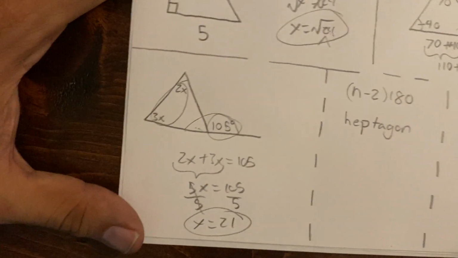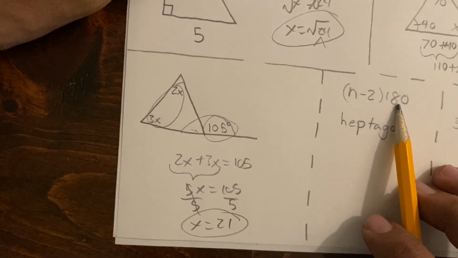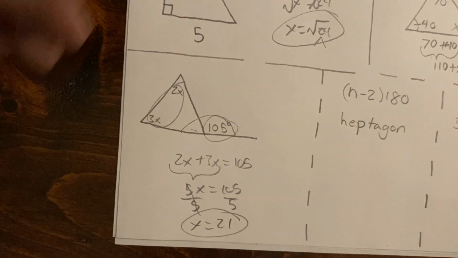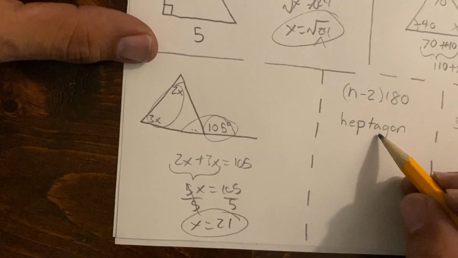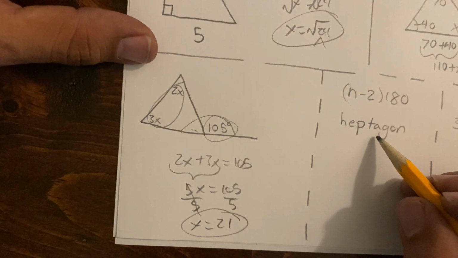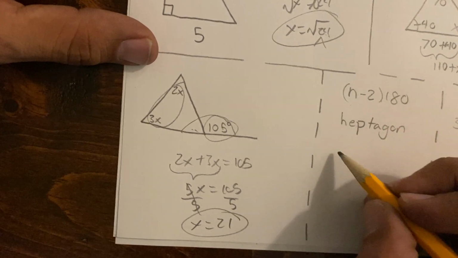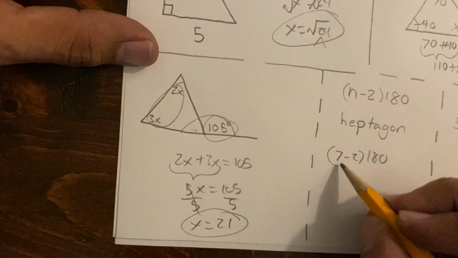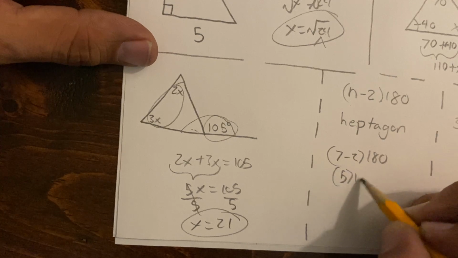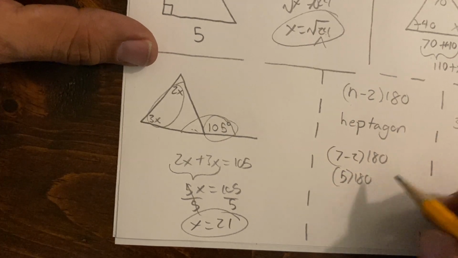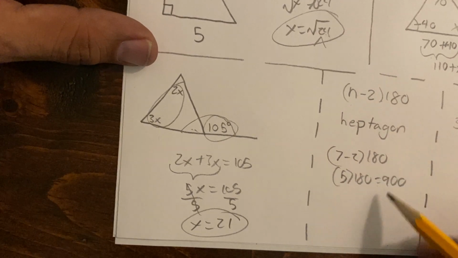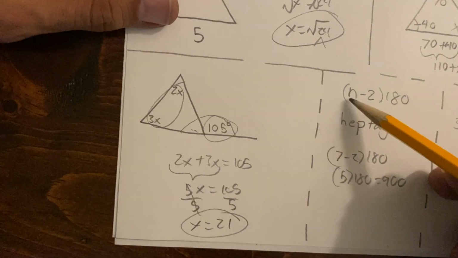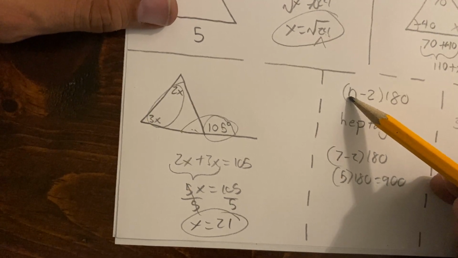All right, now let's talk about this equation. n minus 2 times 180. That's how you figure out how many degrees are in any shape. So if I have a heptagon, it has 7 sides. So this is gonna be 7 minus 2 times 180. 7 minus 2 is 5. 5 times 180 is going to be 900. So I know every heptagon has to have 900 degrees inside. n stands for number of sides.